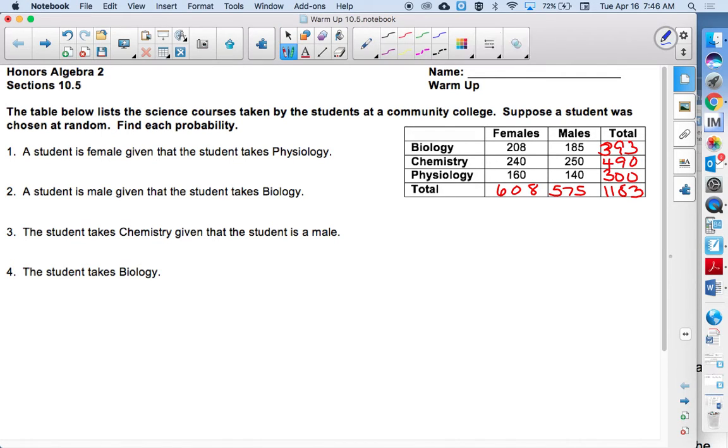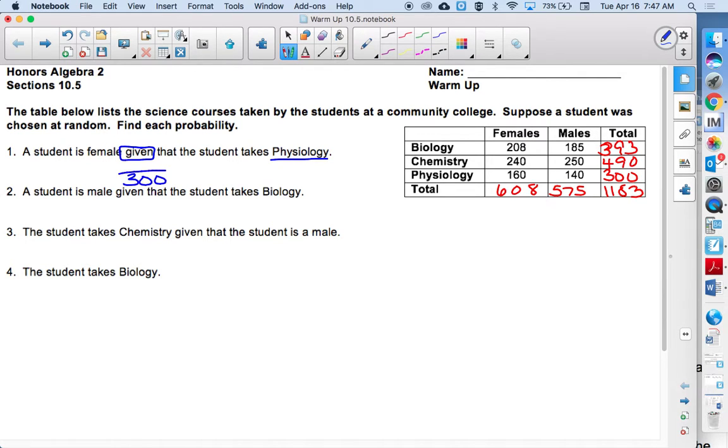student takes physiology. So there's our word given. So let's talk about the number that goes on the bottom. What number are we putting on the bottom of this probability? Maggie, what did you put on the bottom? The number of students who take physiology. Yeah, that's the whole group that we're looking at, so that goes on the bottom, that's 300.